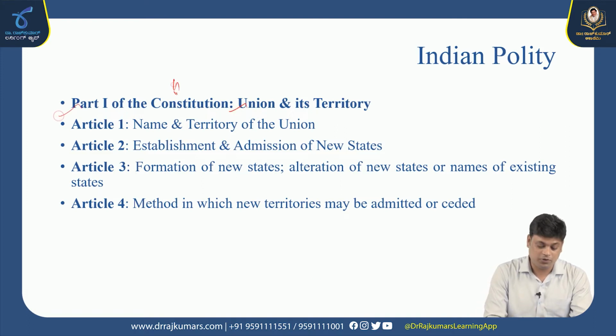We are going to continue the polity chapter called Union and its Territory, which comes under Part 1 of the Constitution. Here, four articles play a key role in giving provisions over the Union and its territory in India.